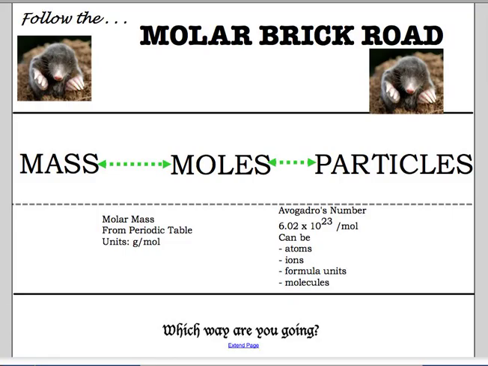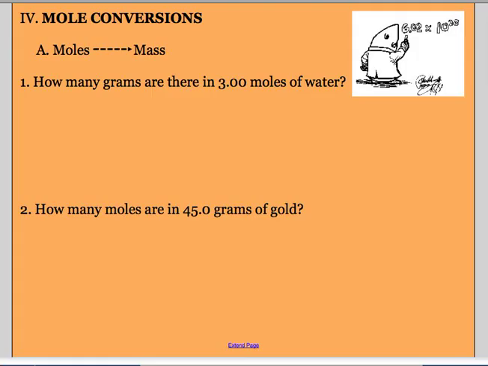Alright, so what we're going to focus on now is called the molar brick road, and this has to do with mole conversions. And what you need to see is that moles is the center of this whole chapter. Everything is basically off of moles. So no matter what you're given, you can always go to moles. If you have moles, you can basically get anything. But you have to be aware of where you're starting and where you're going to do the problems. So the first type of problems we're going to do are moles and mass.